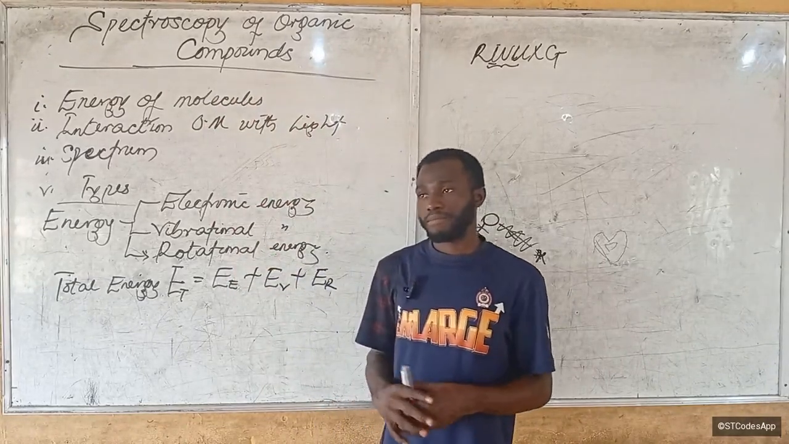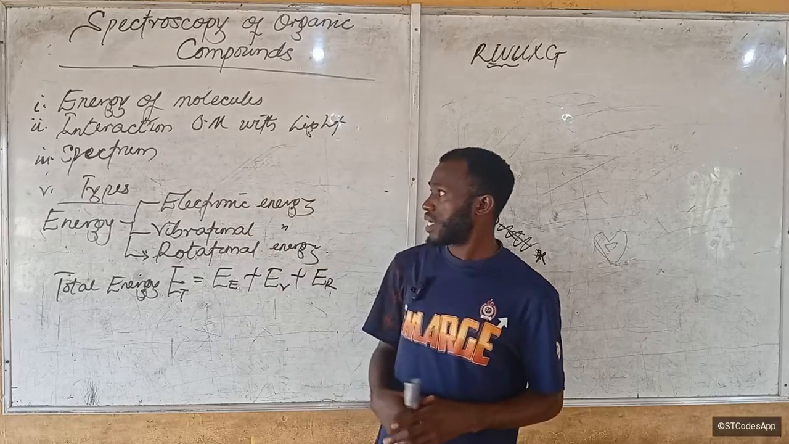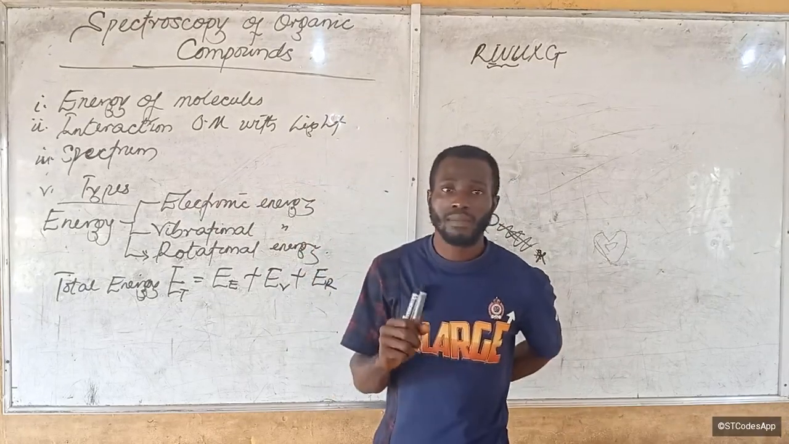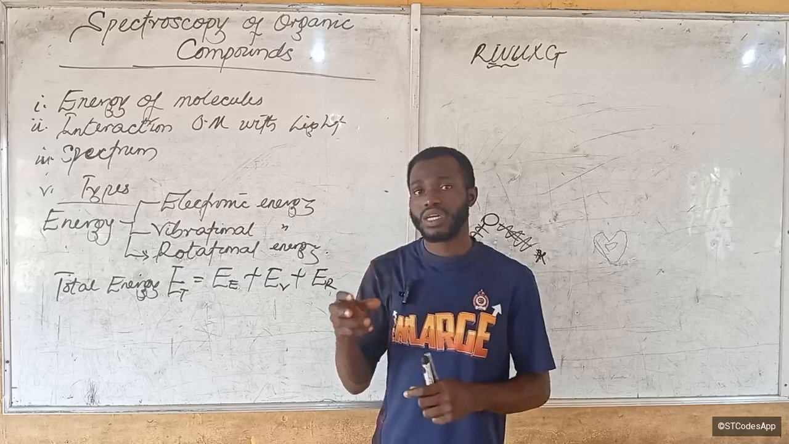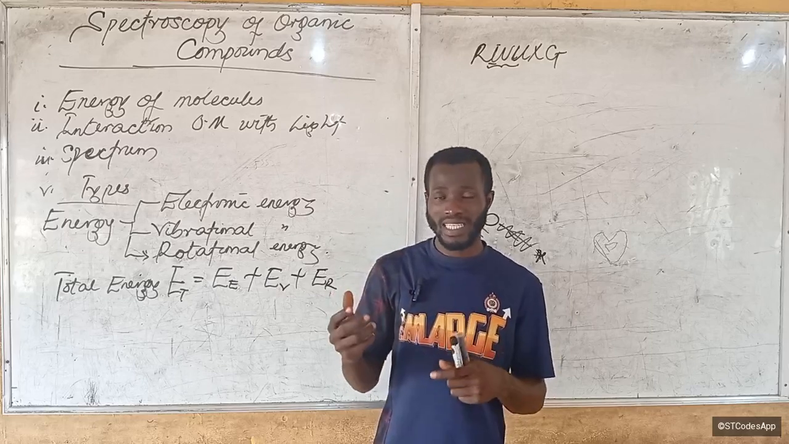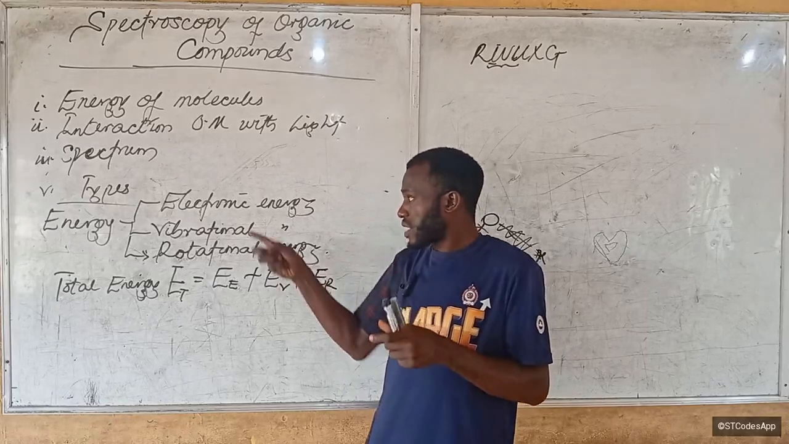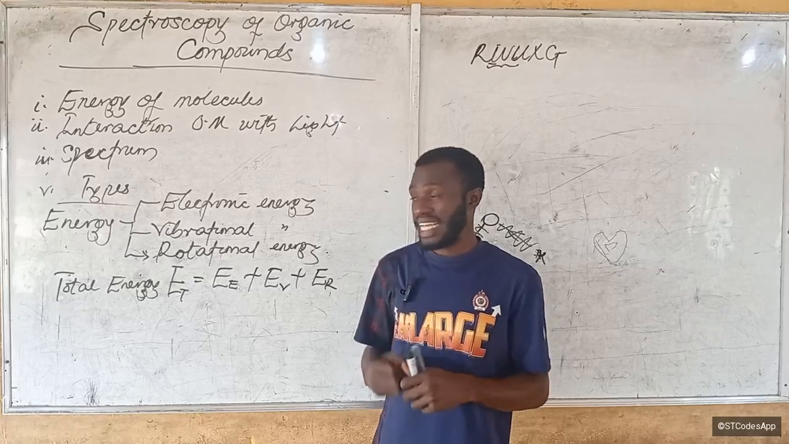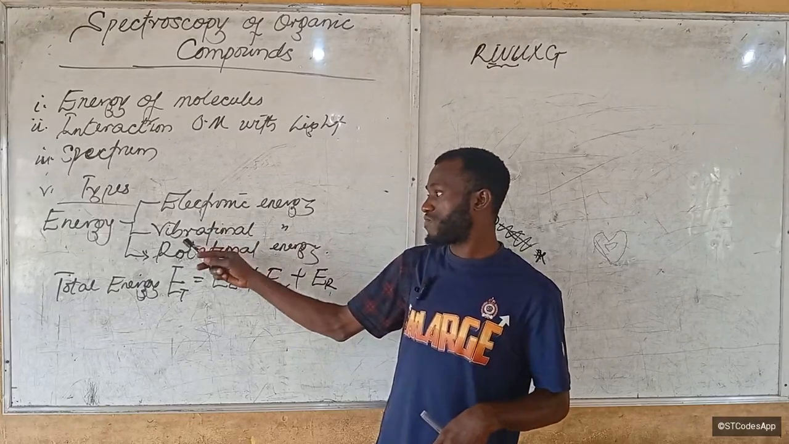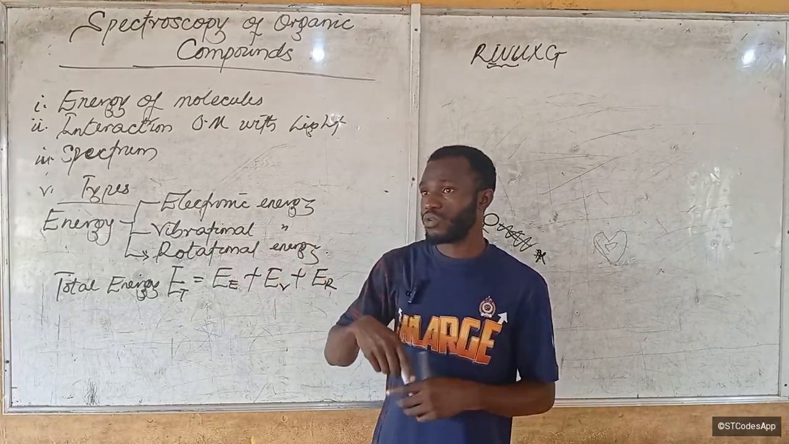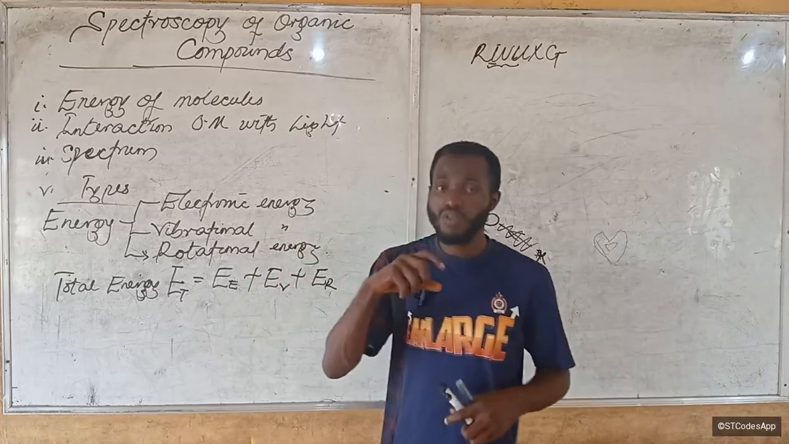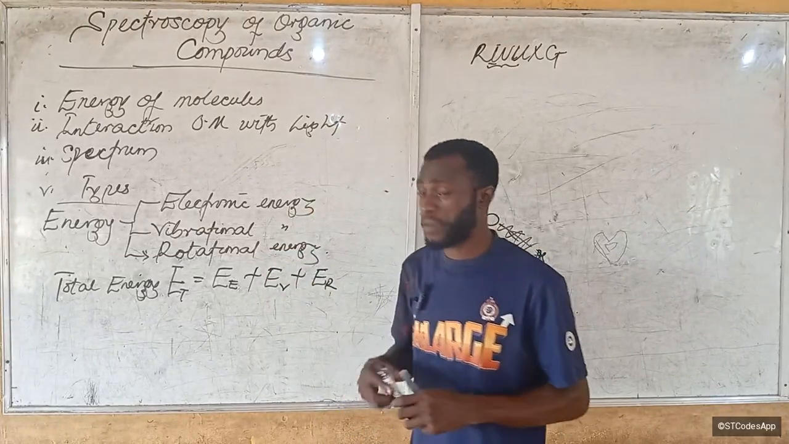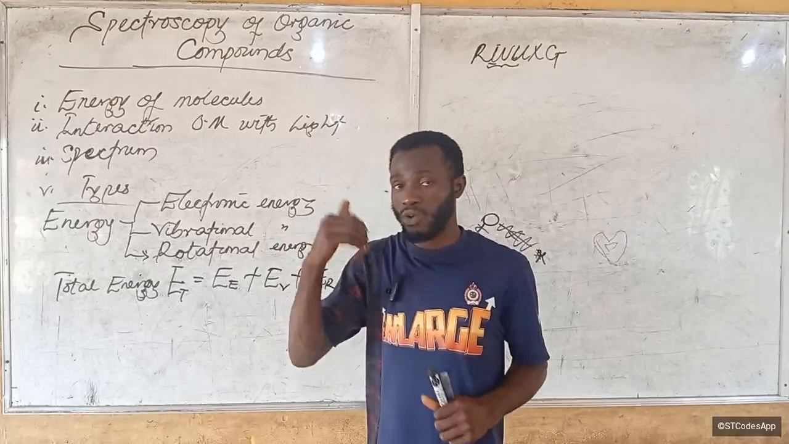All right, now let's talk about the interaction of organic molecules with light. Okay, now when light is made to pass through an organic molecule or an organic compound, the electrons that make up that organic compound are going to absorb some energy, and that energy is going to cause them to vibrate. First it is going to make them move from their position of stability, so they will move from a stable orbital to an unstable orbital.